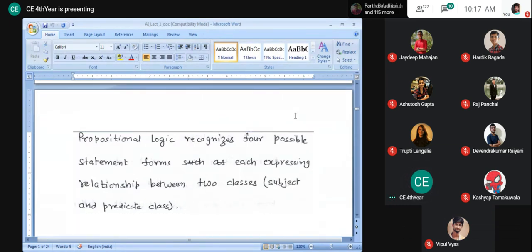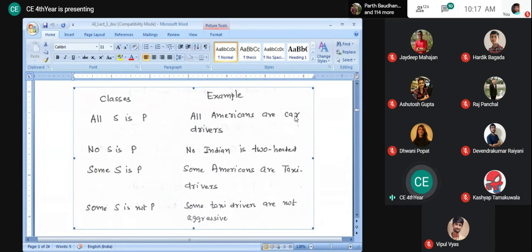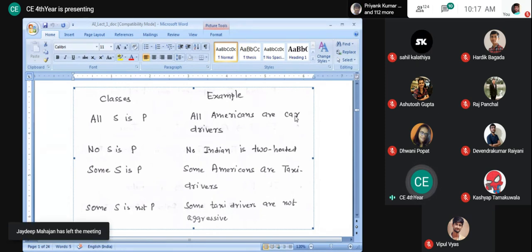And here are all those S and P. S is the subject class, P is the predicate class, and we look into the various combinations of S and P. True, false, true, true, false, true, false, false. Those are 4 classes, 4 combinations. And among these 4 combinations, we have given the examples. We can give any example. In fact, infinite number of examples are possible.